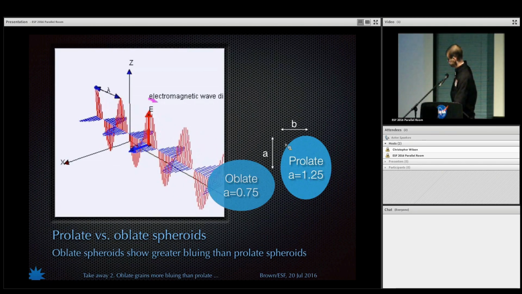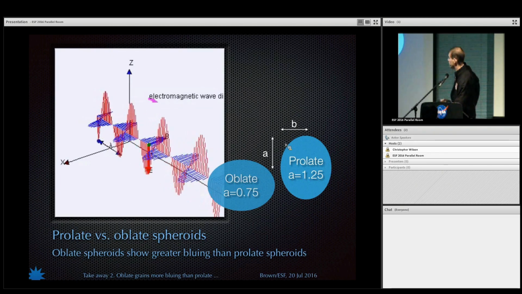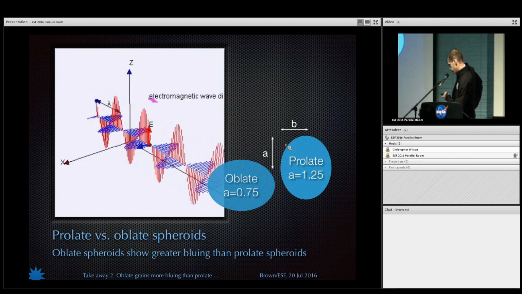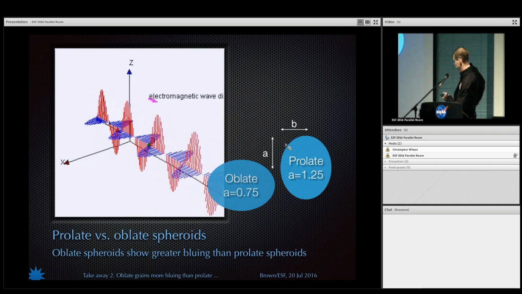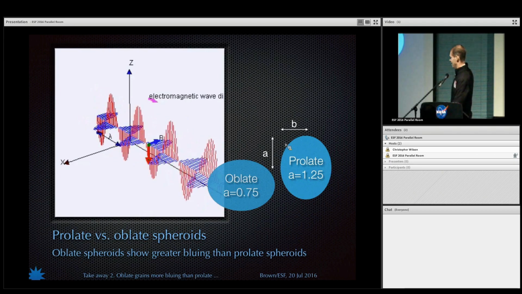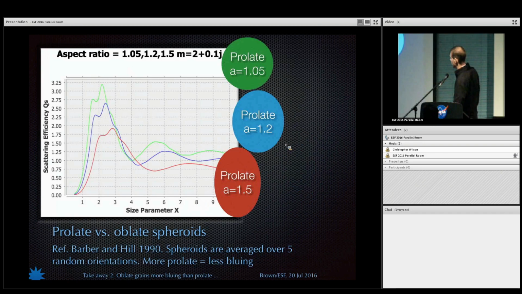Next slide. All right, and if you could just start the video there. So what I have here is prolate and oblate grains shown. You can see the oblates are a little bit fatter on the sides and prolates are more tall like me. So you can make your own inferences from that.